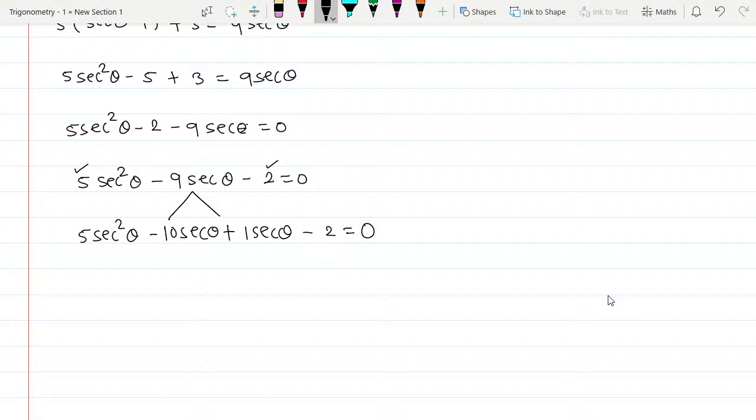So I hope you are understanding this, finding the roots of the quadratic equation. This you have already studied in your lower classes. Okay, so not a big deal in this.